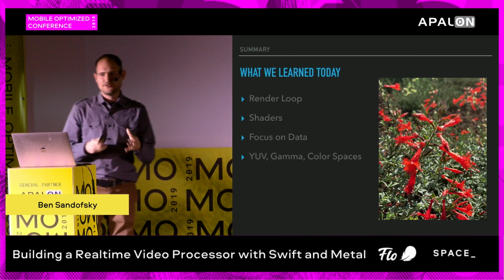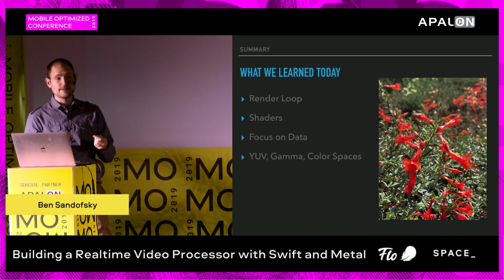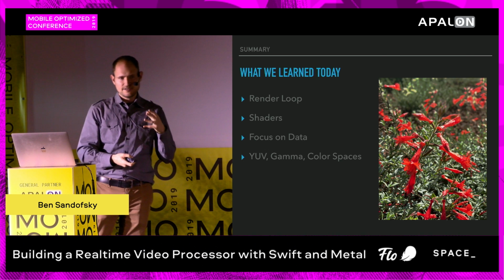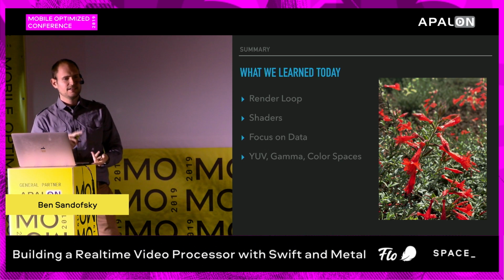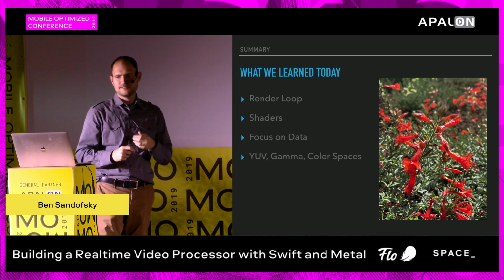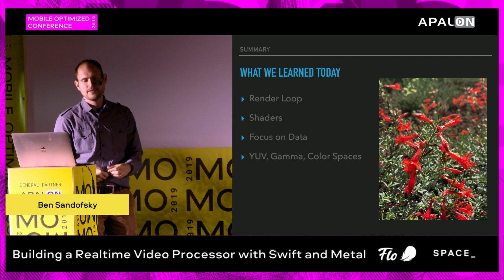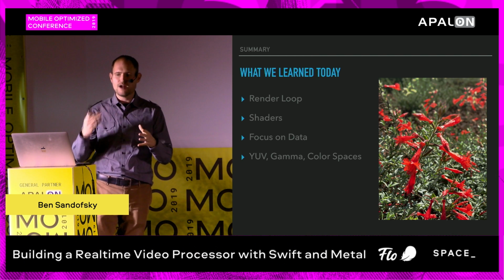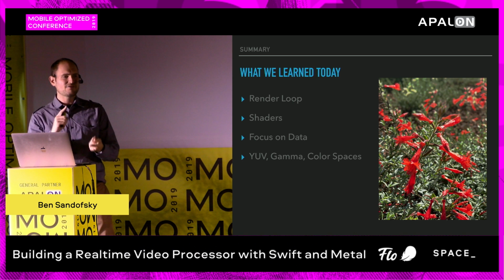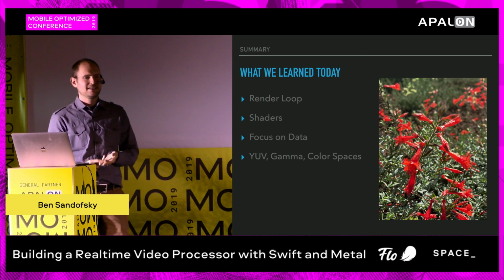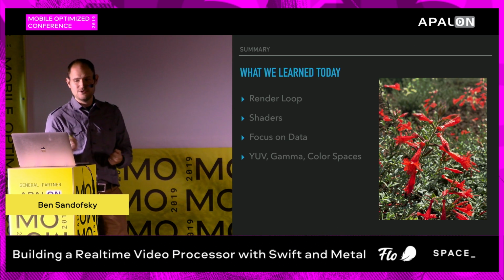So just to summarize everything we've covered, we talked a little bit about the render loop. That's the core loop that you need to keep fast. We talked about shaders: vertex, fragment, and compute shaders. The most important lesson about performance is that you want to focus on data, the amount of data, and the transformations you're making on data. And finally, we talked a little bit about the graphics theory: converting from YUV to RGB, paying attention to gamma, and then making sure you get the color space correct. And there you go. You have everything you need.